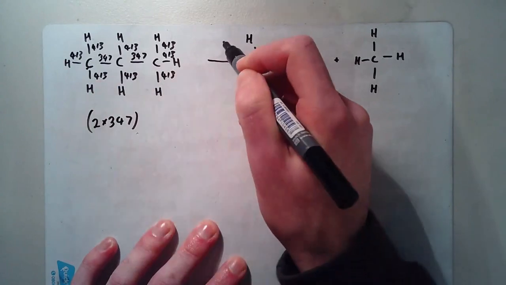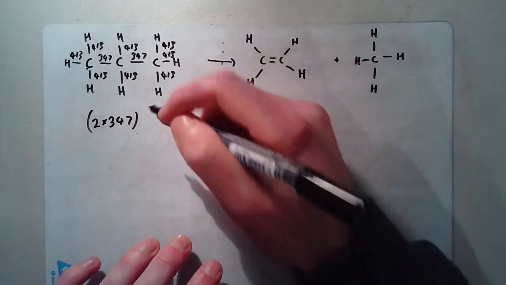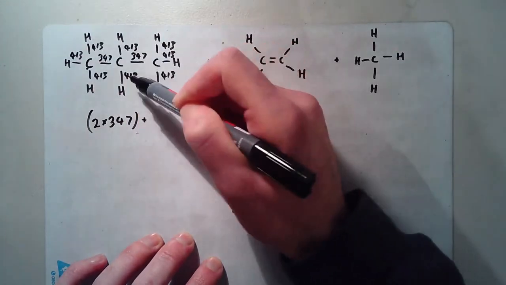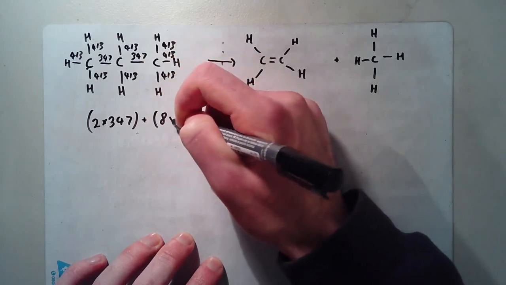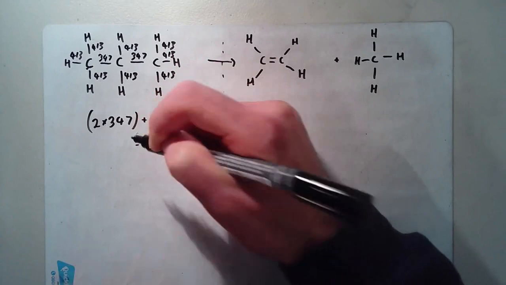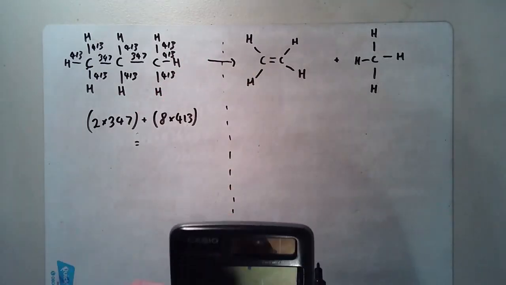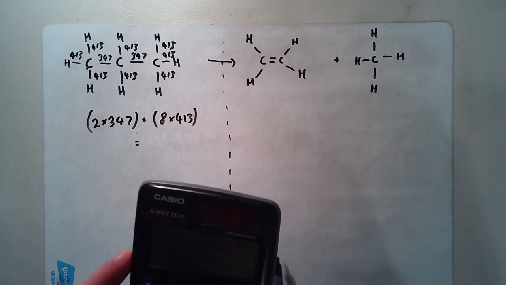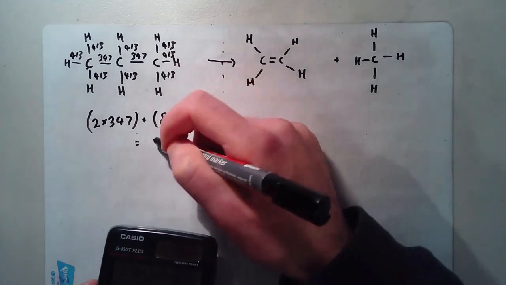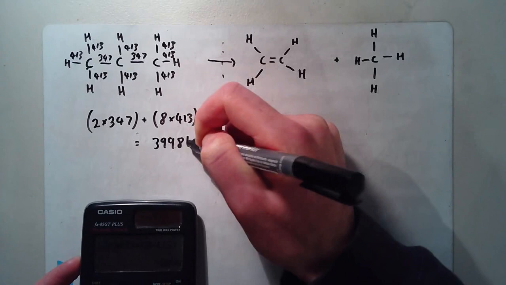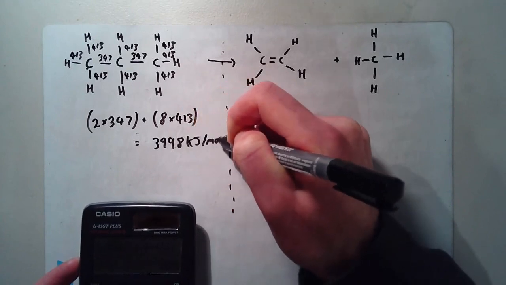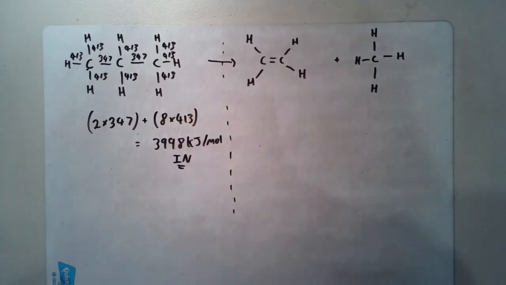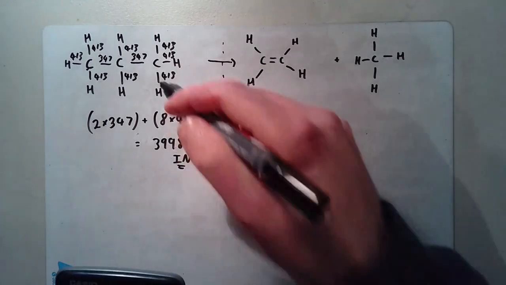Oh, sorry, I forgot. You should always have your dotted line down here. 2, 3, 4, 7s, and I've got 1, 2, 3, 4, 5, 6, 7, 8, 4, 1, 3s. I'm going to count all that up using my calculator. 2 lots of 347 plus 8 lots of 413, and that gives me 3998 kilojoules per mole. And that is energy in. That's how much energy goes in to the reaction, because that's the energy I need to break all of these bonds.